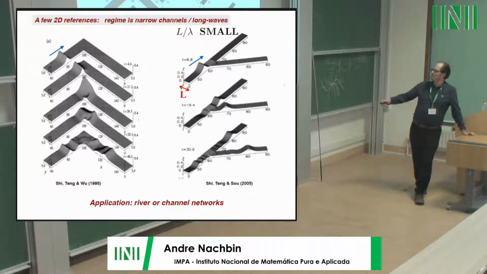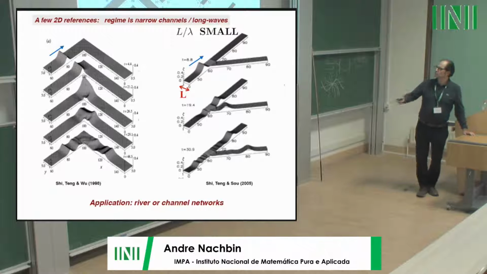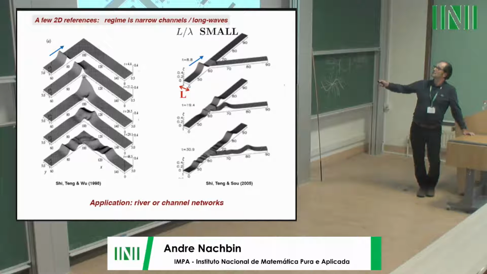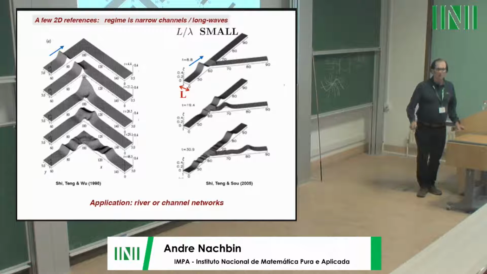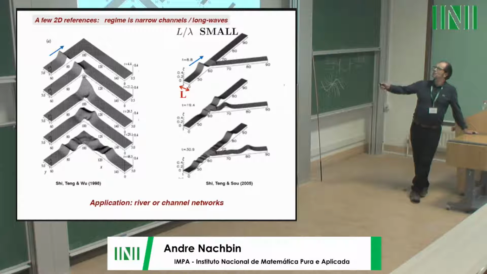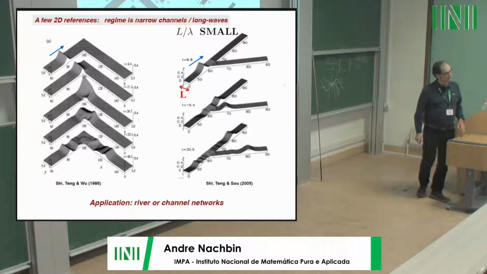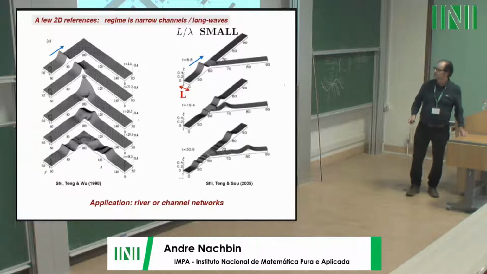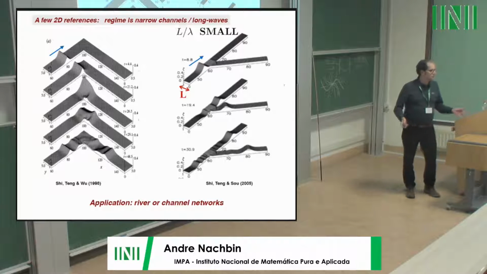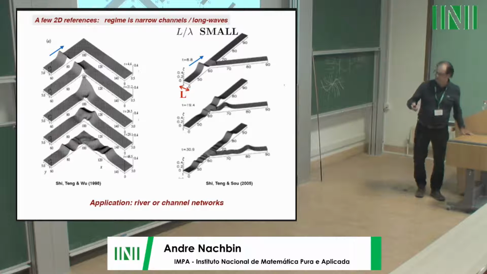And later on, there's another paper by Michelle Tang, I don't know if you are a former student of Wu, with collaborators, and they did these numerics on branching channels. Most of the regimes we're going to be looking at are narrow channels or long waves, meaning the lateral width of the channel is small compared to, say, the width of the solitary wave. And of course, there are applications to this: rivers, channels, and so on.